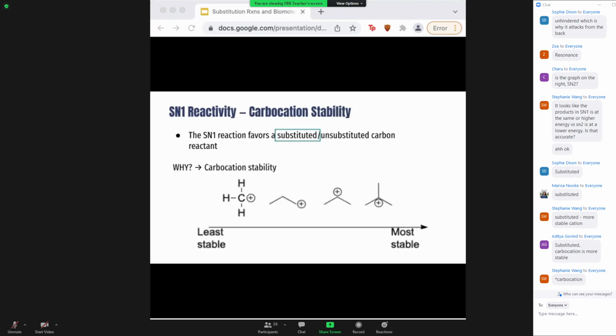So here's a little chart showing carbocation stability. Carbocation stability is directly related to the number of carbons attached to the carbon. And thus, SN1 reactions are highly favored with tertiary alkyl halides. And in fact, the SN1 reaction pretty much does not occur with primary and methyl halides because those carbocations are extremely, extremely unstable and you just simply do not want to form them.